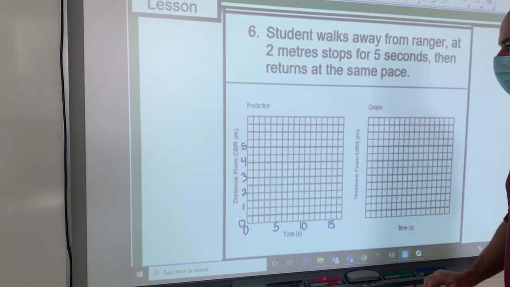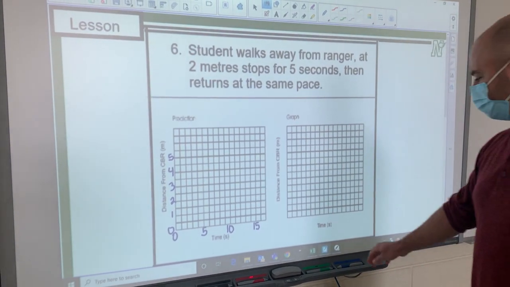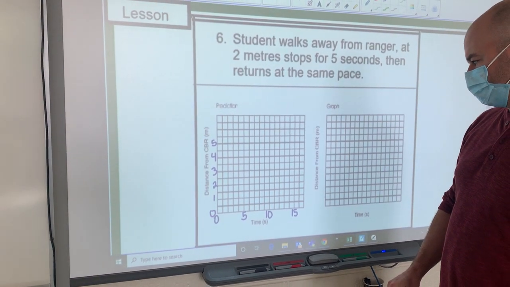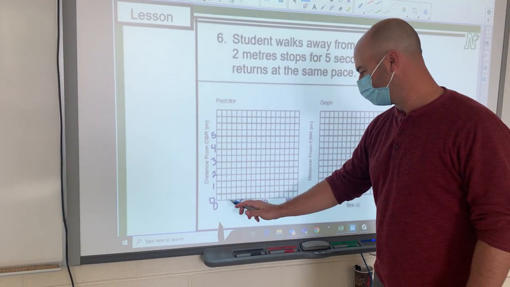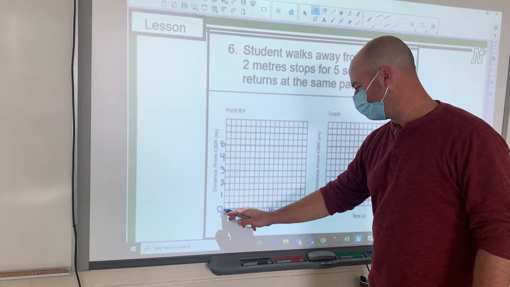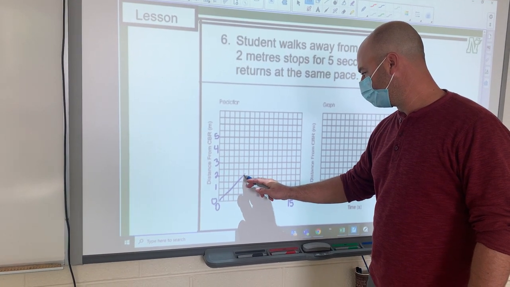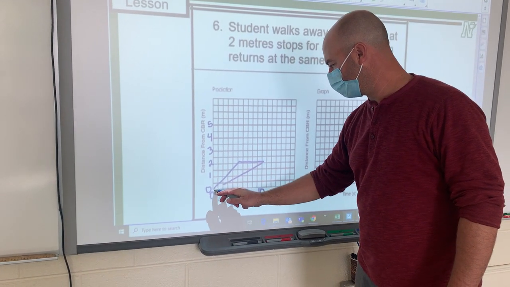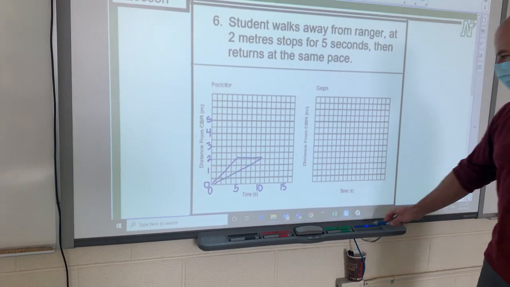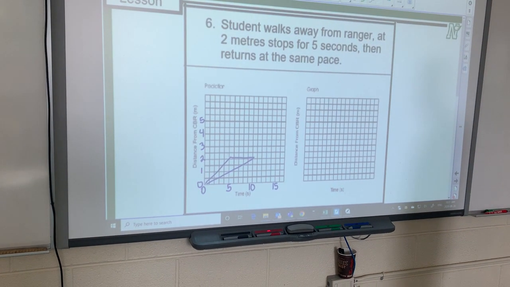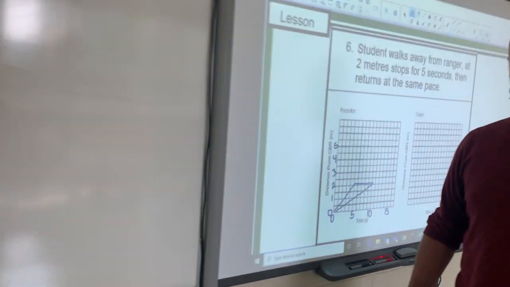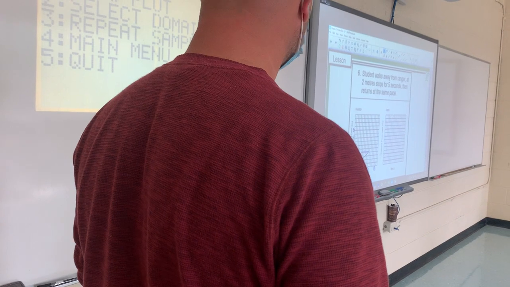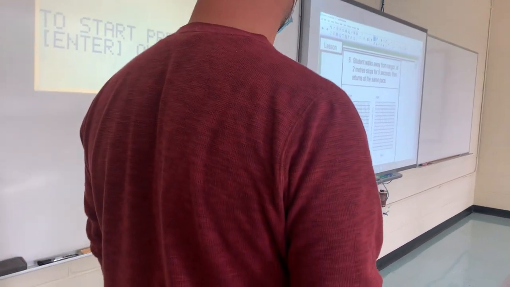All right, now, you're going to think about a prediction here. Student walks away from the ranger at 2 meters, stops for 5 seconds, then returns at the same pace. Okay, again, this is a prediction. We're now going to see this in action, walking away, stopping at 2 meters away from the CBR, then returning at the same pace. So we are ready to go now.